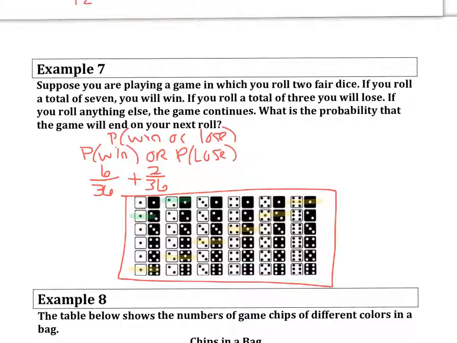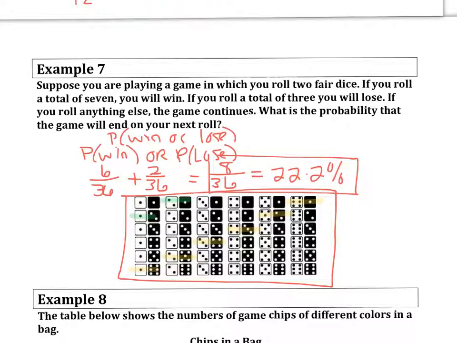So to find the probability that one of these 2 will happen, we add them up. 6 plus 2 is 8. So we would get an 8 out of 36 chance. And if we divide 8 by 36, we get 0.2 repeating. So that's about a 22.2% chance that the game would end on the next roll.